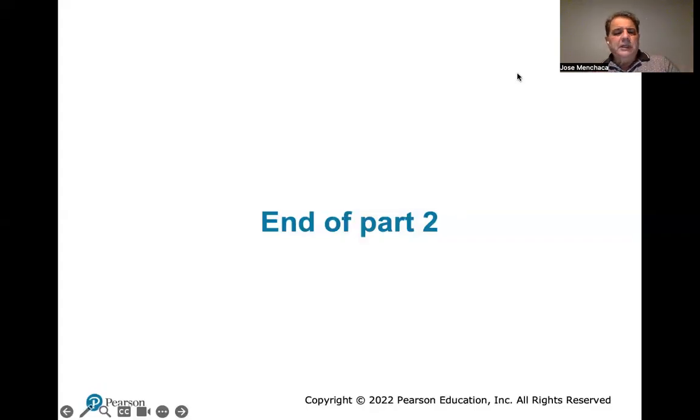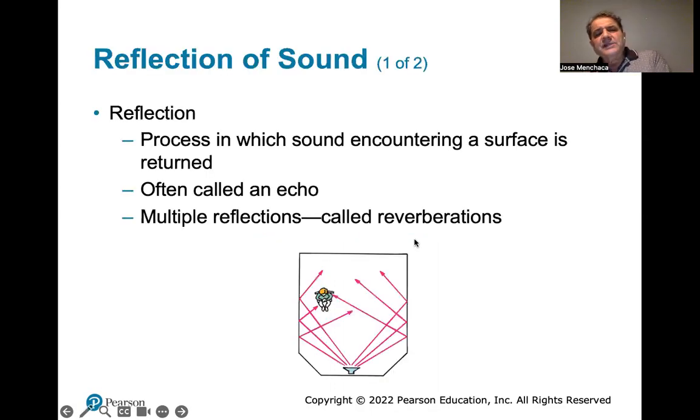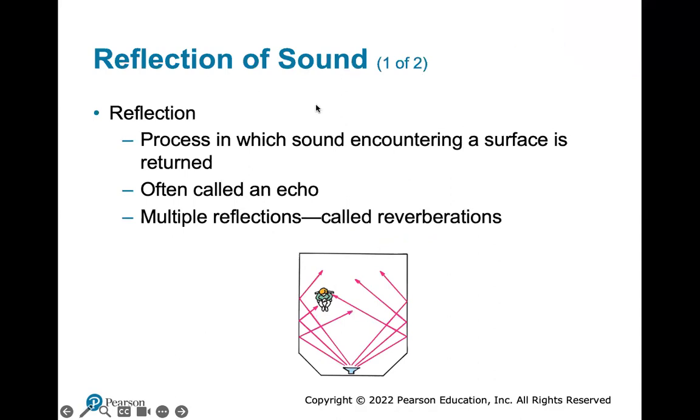Okay, we're at part three of this chapter 20 lecture series, and we're going to be talking about reflection of sound. So reflection is a process in which sound encountering a surface is returned, often called an echo. Multiple reflections are called reverberations.